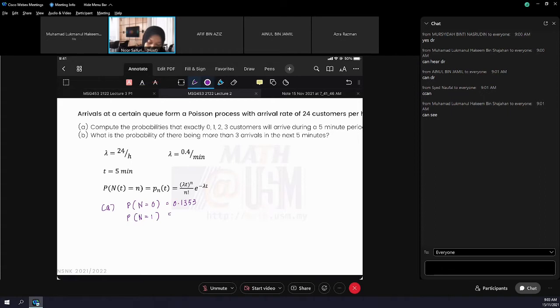So you should get 0.2707. And then n equals to 2, you should get 0.2707 as well. And then n equals to 3, you should get 0.1804. Okay, so check and confirm your answer.